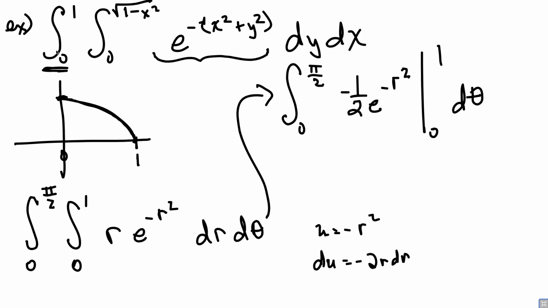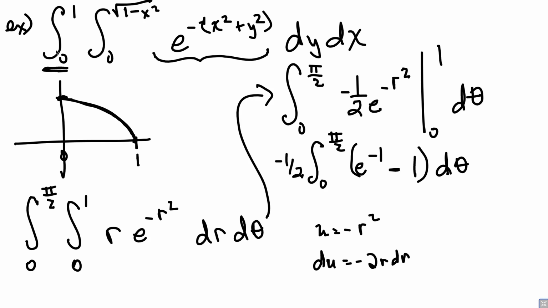Now, here we do have to be careful in that we cannot just get rid of 0. So I'm going to factor out the negative 1/2. Then we're going to have the integral from 0 to pi over 2. If I evaluate at 1, I'm going to have e to the negative 1 minus, if I evaluate at 0, I'm going to have 1, and then d theta.